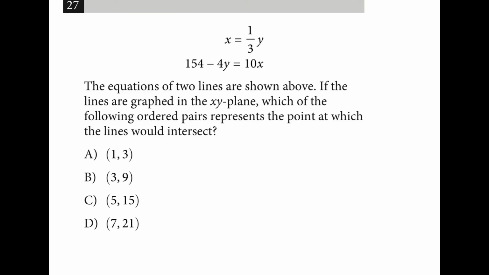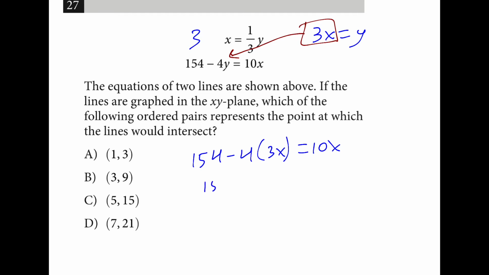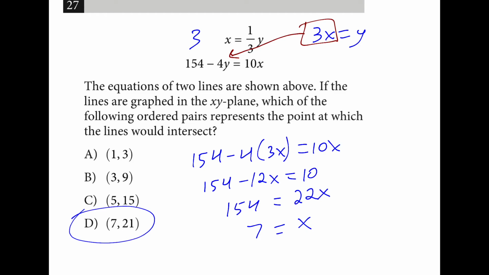The equations of the 2 lines are shown above. If the lines are graphed in the xy plane, which of the following ordered pairs represents the point at which the lines would intersect? If I take this top equation and multiply everything by 3, I have 3x is equal to y. And then I can substitute 3x in wherever I see a y. So I get this, 154 minus 12x is equal to 10. If I add 12x to both sides, 154 is equal to 22x. If I divide by 22, it turns out x is equal to 7. So D is the answer.